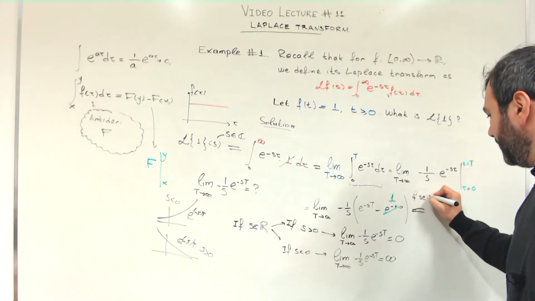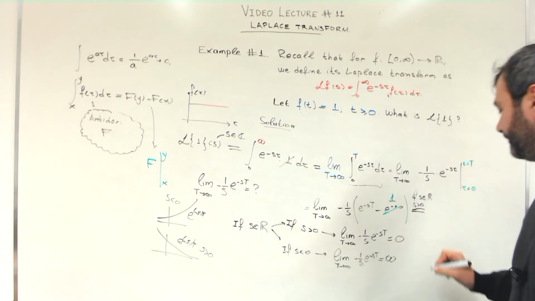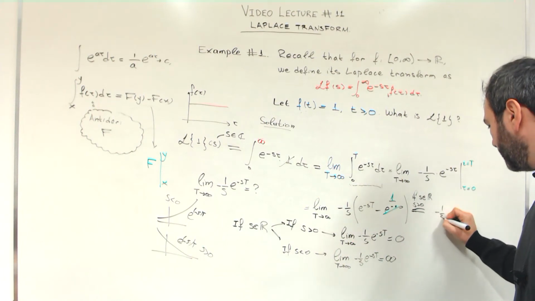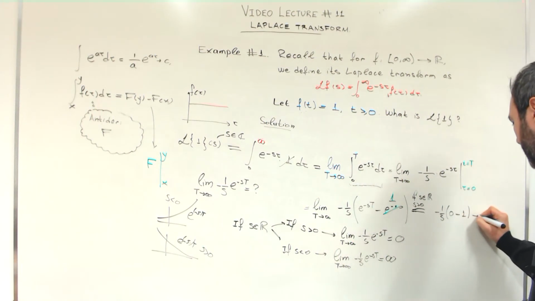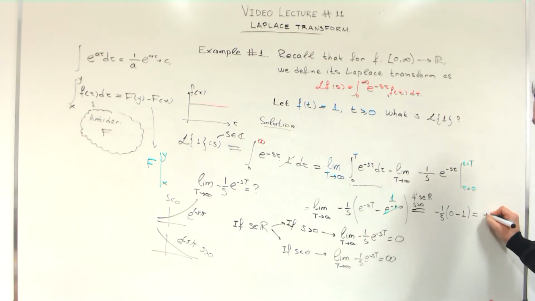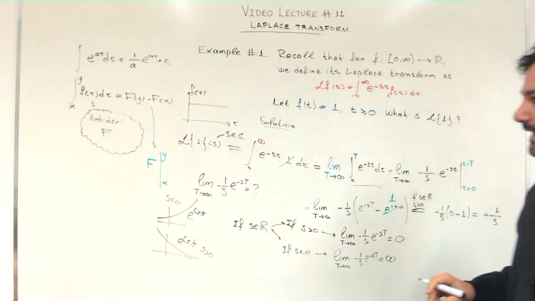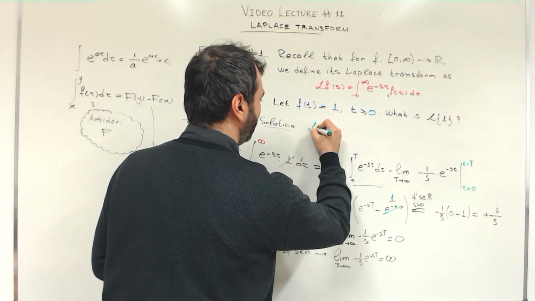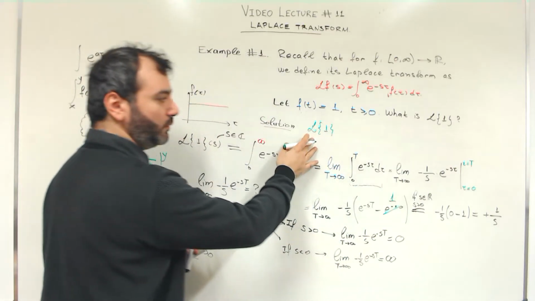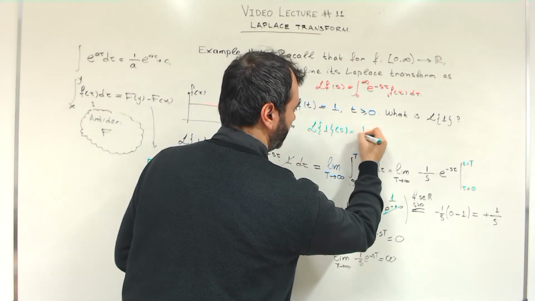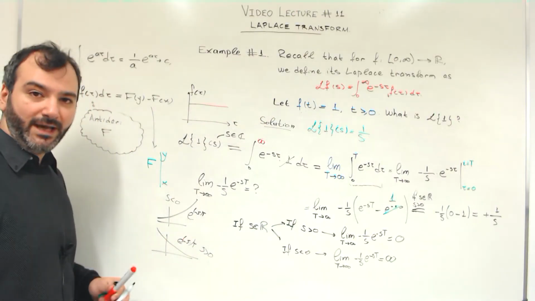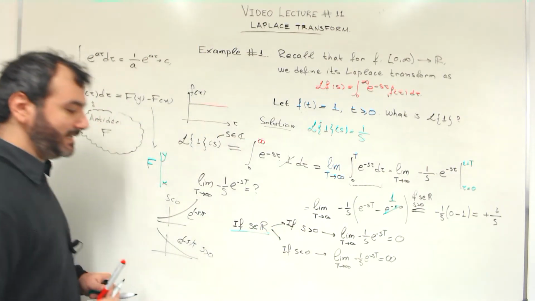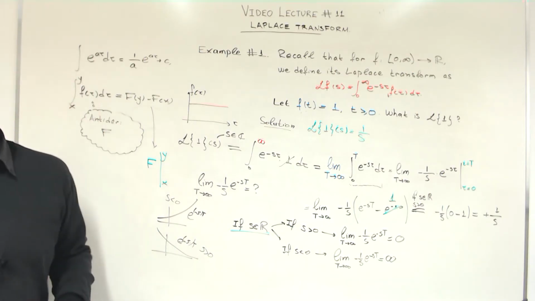if s is a real number and s is positive, then this goes to 0, so it will be minus 1 over s times 0 minus 1, and the answer is minus times minus, plus 1 over s. So we can pretend that we solved the exercise, and we can say that the Laplace transform of the constant function 1 is a function of s, which is 1 over s. But we haven't provided a complete answer, because we assumed here that s is a real number. It is a complex number. So how do we treat complex numbers now?